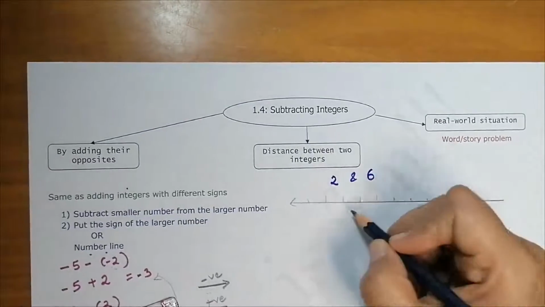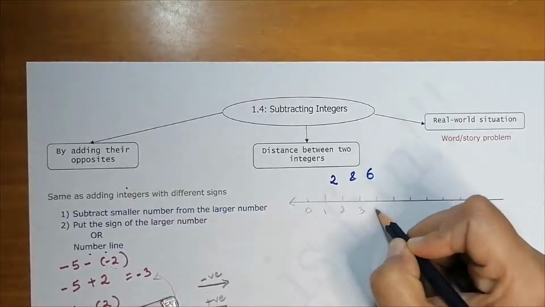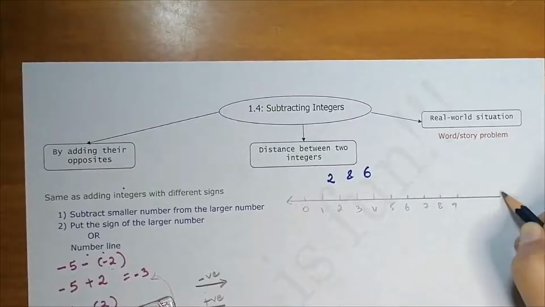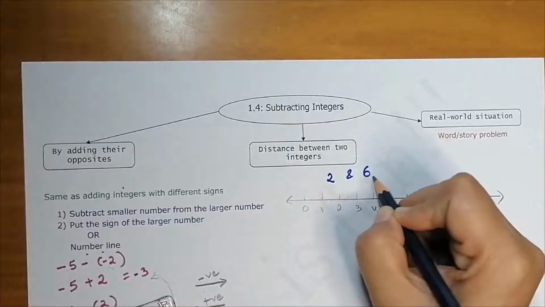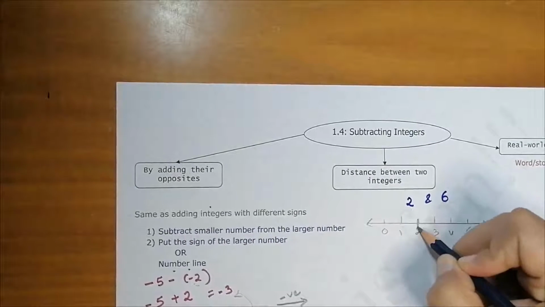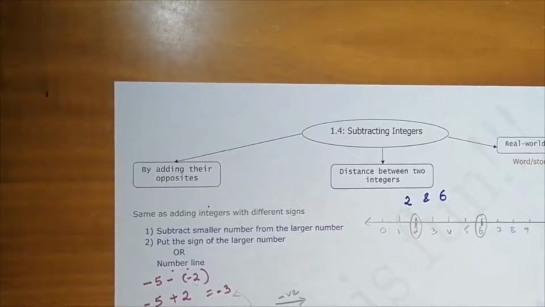Let me start this here with 0, 1, 2, 3, 4, 5, 6, 7, 8, 9, and so forth. I want to find the distance between 2 and 6. So where is our 2? Our 2 is here, and 6 here. What is the distance between the two?